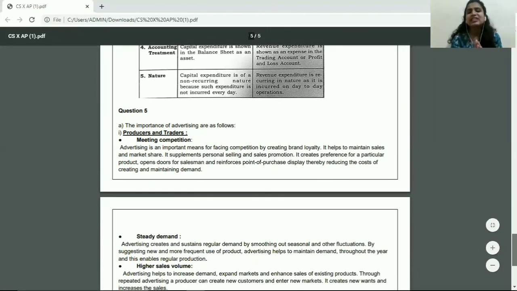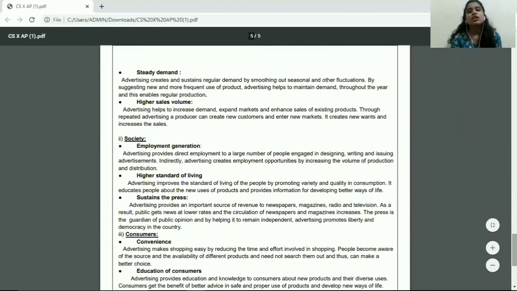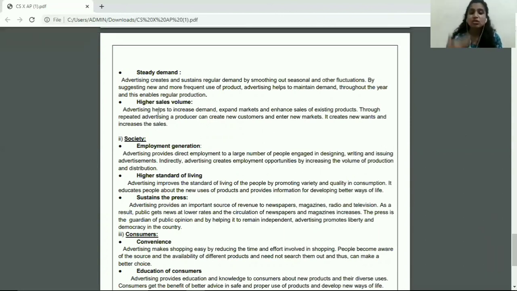Now, students, I have picked these 3 points. You may choose any other points of your liking under the importance of advertising to producers and traders. Again, the next point, importance of advertising to society. You can choose any 3 points, or you may write 4 points, and then you can choose to write 4 points here and 3 points there. So just make sure it totals up to 10 points.